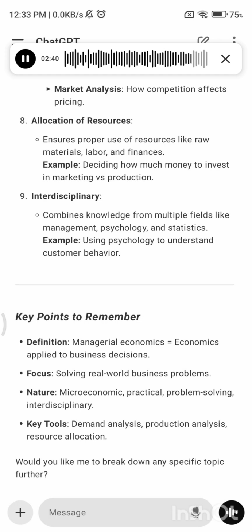Key points to remember. Definition. Managerial economics equals economics applied to business decisions. Focus, solving real-world business problems. Nature, microeconomic, practical, problem-solving, interdisciplinary. Demand analysis, production analysis, resource allocation.